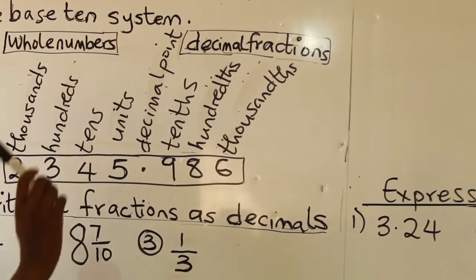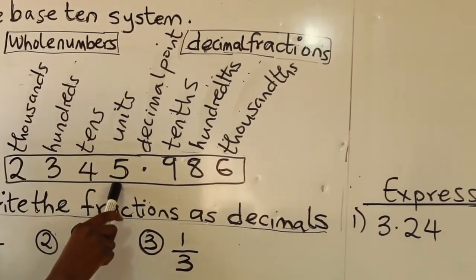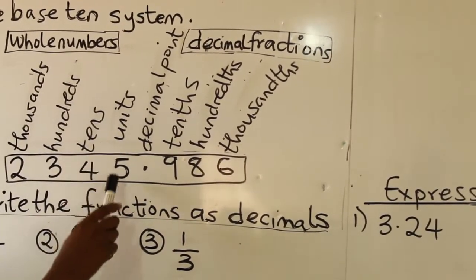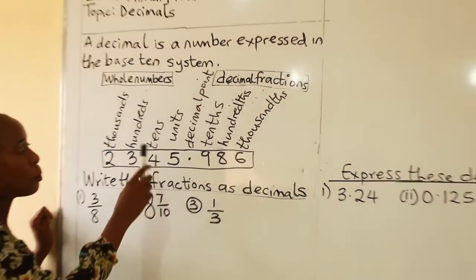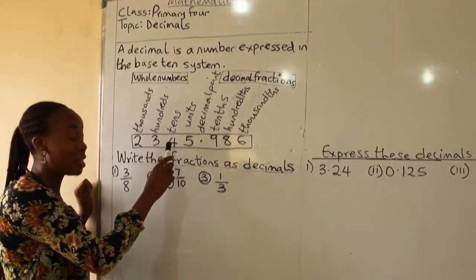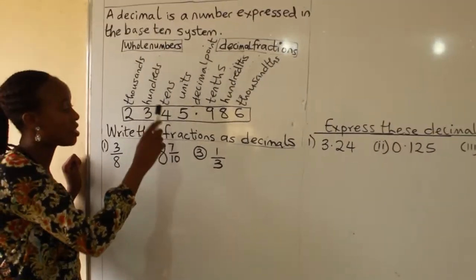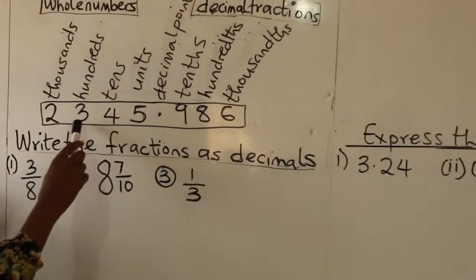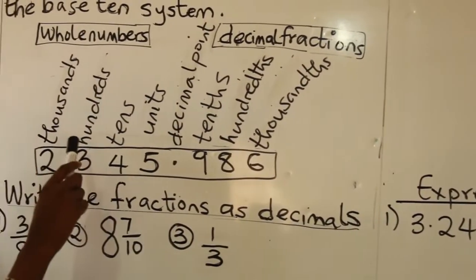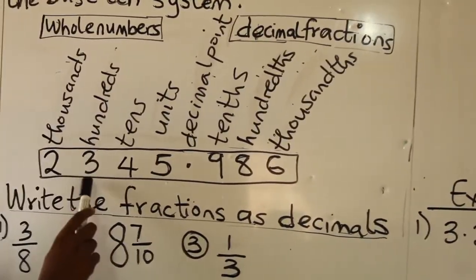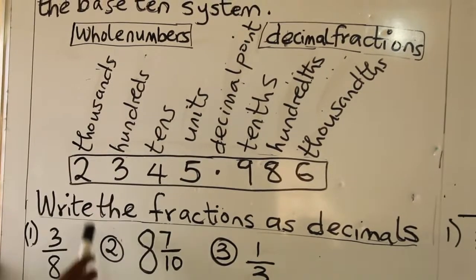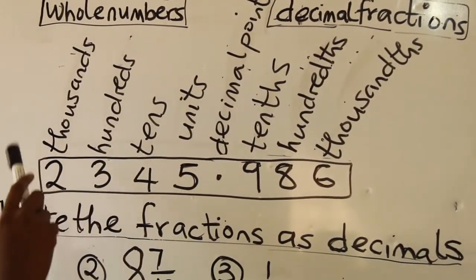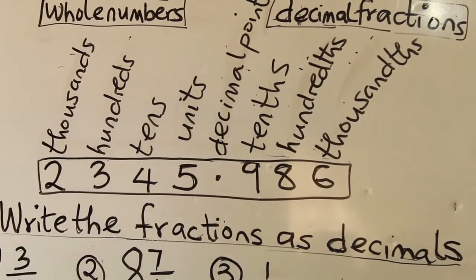The place value of 5 is units. The place value of 4 is tens. The place value of 3 is hundreds. The place value of 2 is thousands.